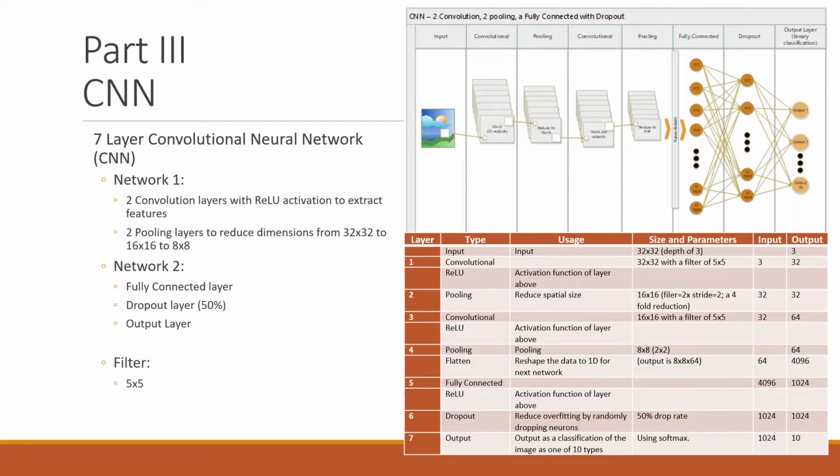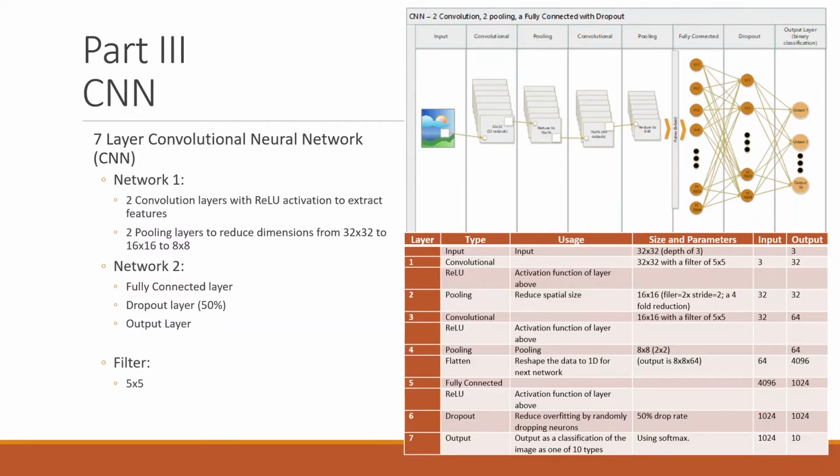This is flattened. If you'll note that 8 times 8 times 64 is 4096, which is the input layer to layer 5. The fully connected layer, using a ReLU activation function, we use 1024 neural nodes for this layer. The 6th layer is the dropout layer using the 50% dropout rate. And finally, we output with the 7th layer, which utilizes the softmax function to classify the images into one of the 10 classes.